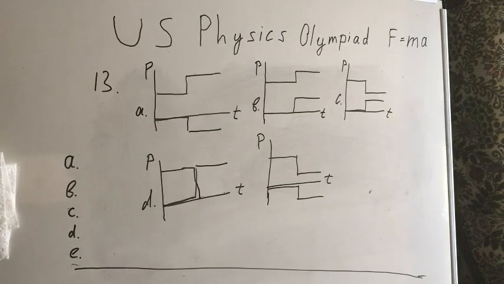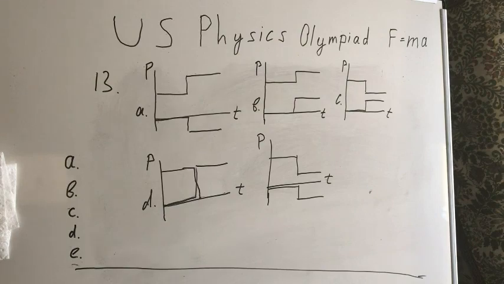Problem number 13. A particle moves along the x-axis. It collides elastically head-on with an identical particle initially at rest. Which of the following graphs could illustrate the momentum of each particle as a function of time?